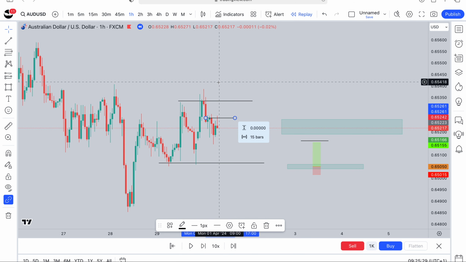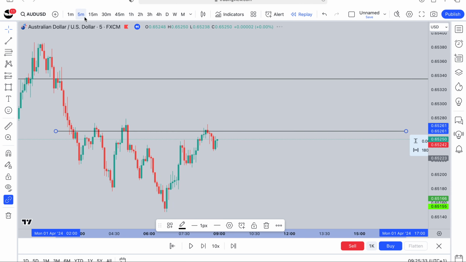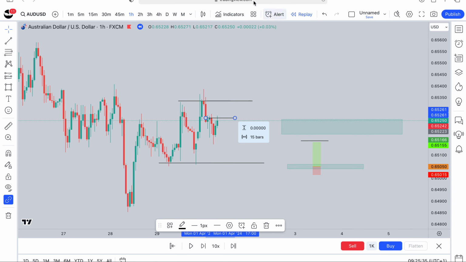So what am I doing? I'm waiting for some kind of rejection. I can see the price has rejected that, as I already said. When you have major consolidations, they usually appear on the higher time frame. So you look for the rejection of the recent levels, the recent highs, or the recent lows.